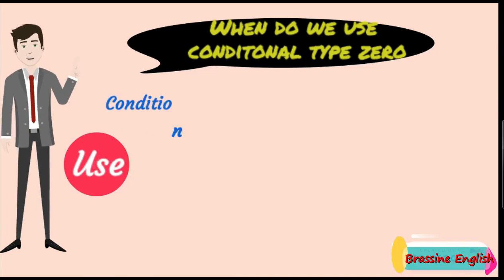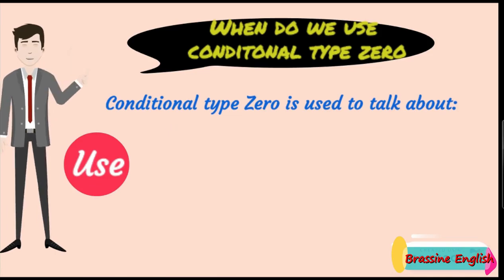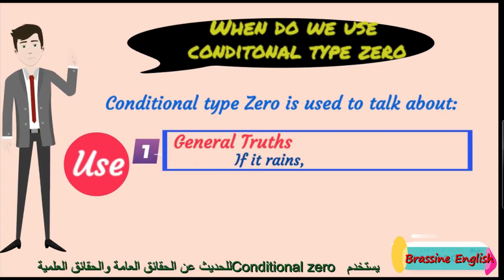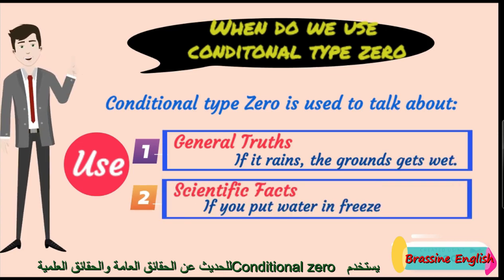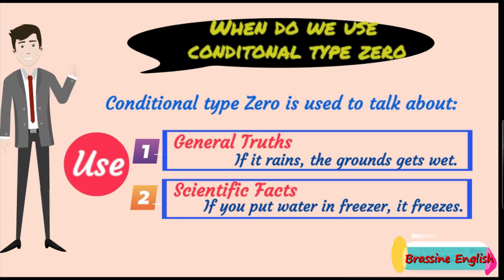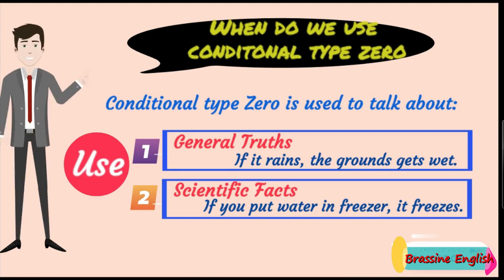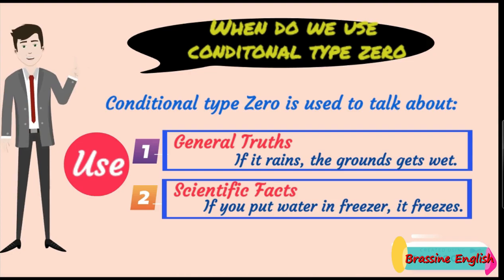Finally, the question is, when do we use conditional type zero? Conditional type zero is used to talk about, number one, general truths. For example, if it rains, the ground gets wet. Number two, we use it also to talk about scientific facts. For example, if you put water in the freezer, it freezes. Well, we usually use the zero conditional to talk about facts or things which happen as a result of something else.